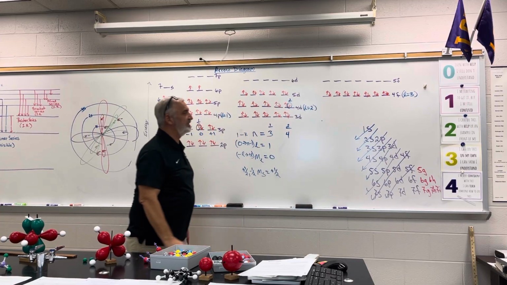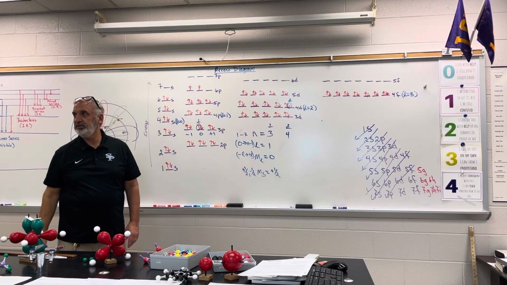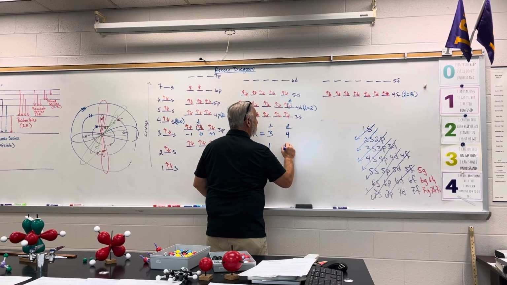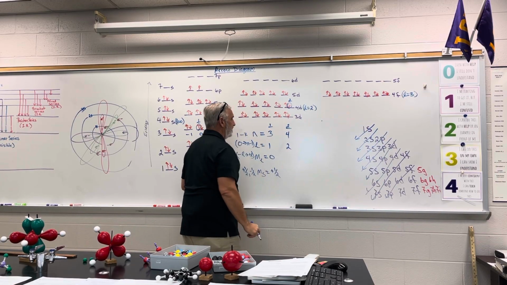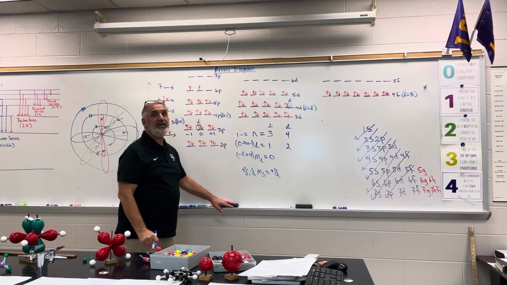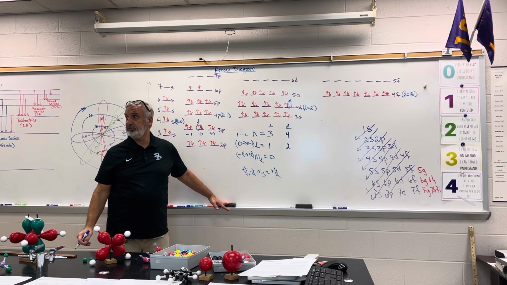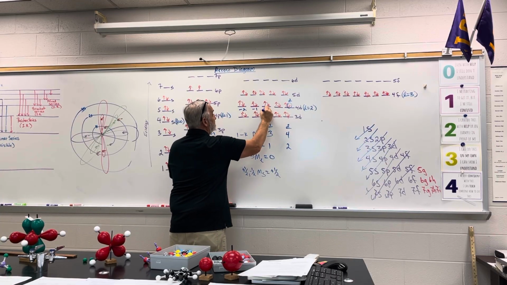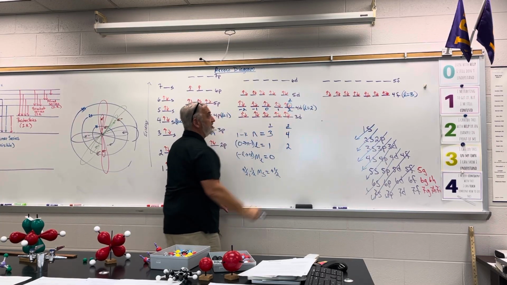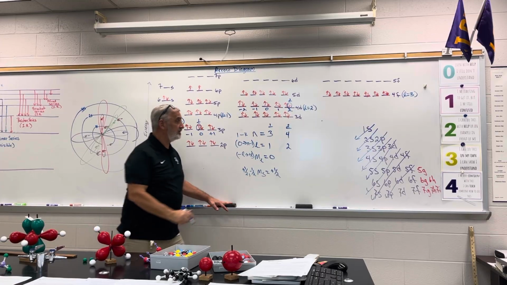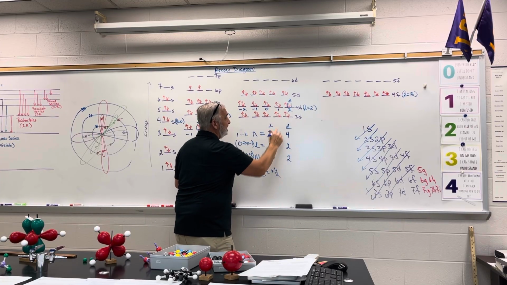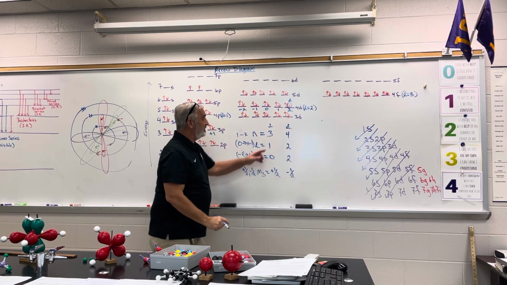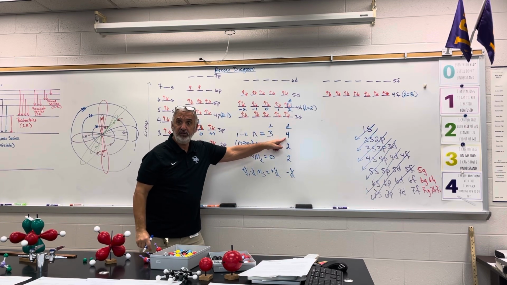Which one is our electron in? 2, corresponding to the D. So L equals 2. Now when L equals 2, what can M sub L equal? -2, -1, 0, 1, and 2. Our electron's in which one? 2. And since it's going down, -1/2.